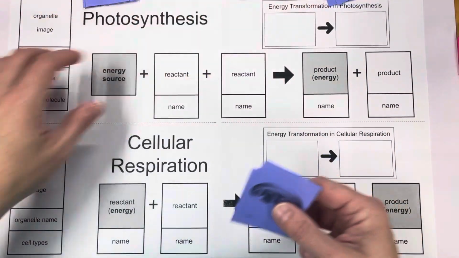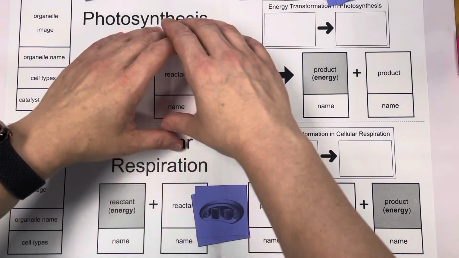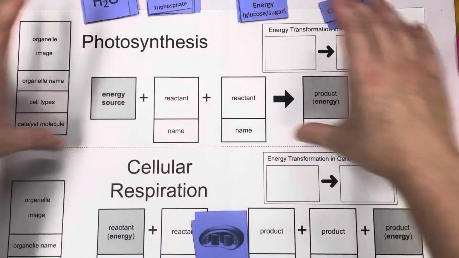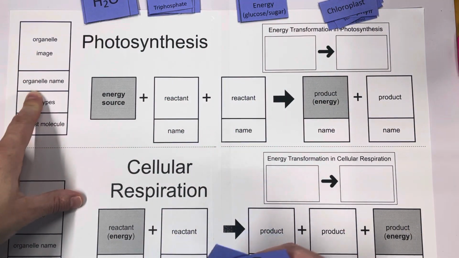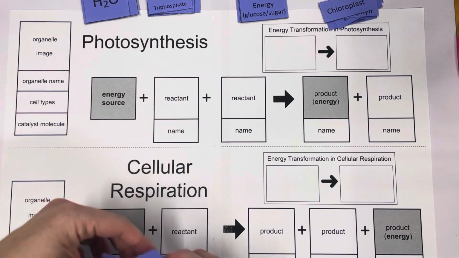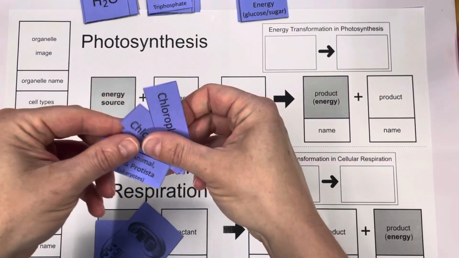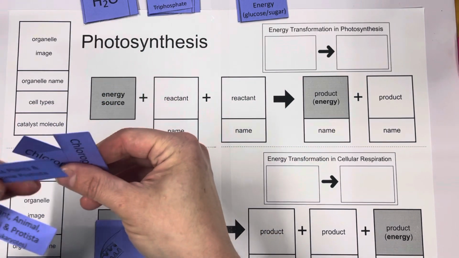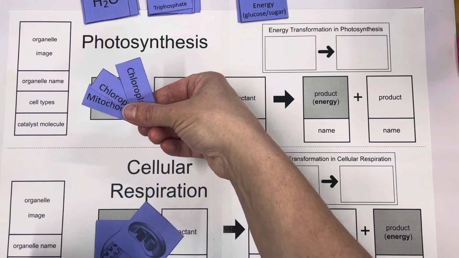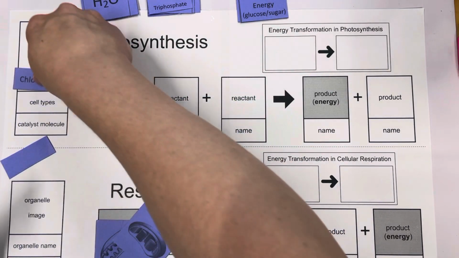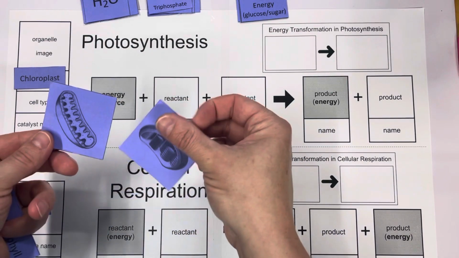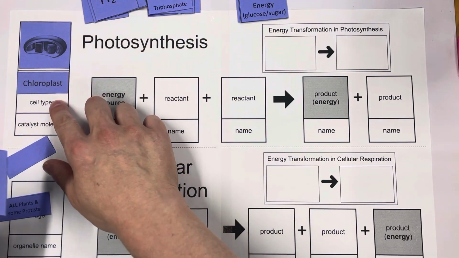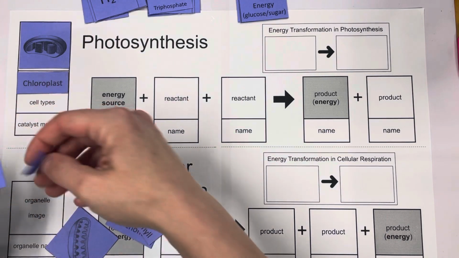With photosynthesis. We're going to start first at the top with photosynthesis, and then we will do cellular respiration, but first photosynthesis. So what's the name of the organelle that does photosynthesis? It is the chloroplast. Okay, which image is that of a chloroplast? There we go, chloroplast.